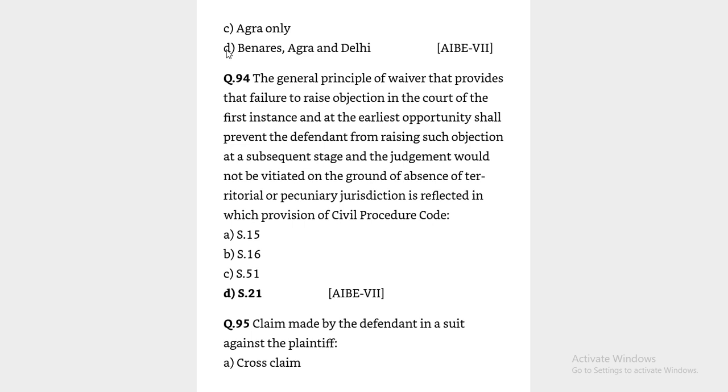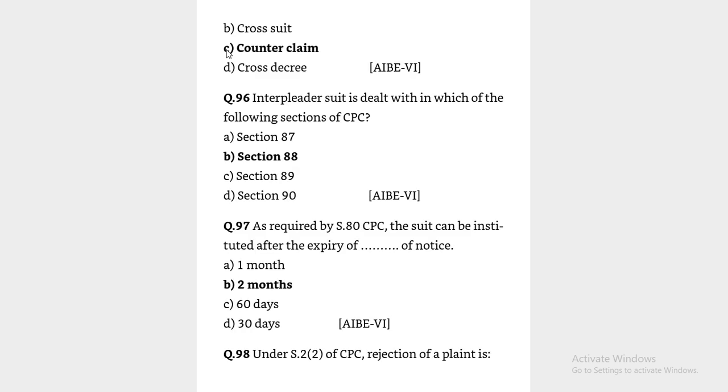A claim made by the defendant in a suit against the plaintiff is called a counterclaim. Interpleader suit is dealt with in which section of the CPC? Section 88 deals with the interpleader suit. As required by Section 80 CPC, the suit can be instituted after the expiry of the 2 months' notice.